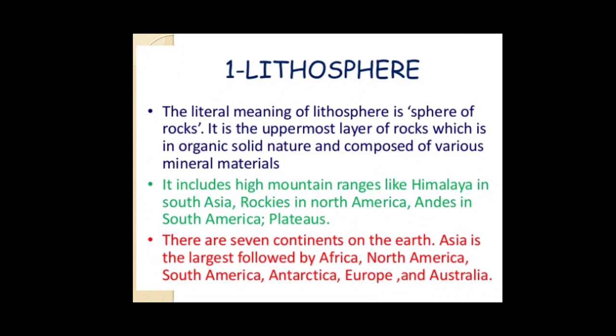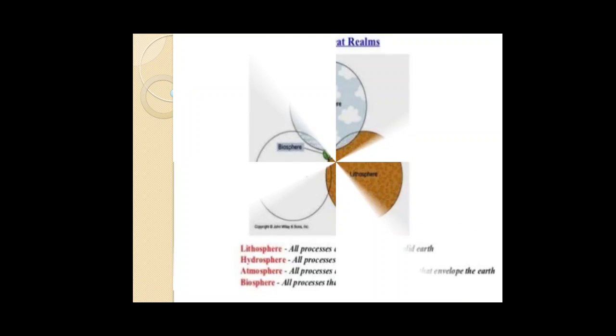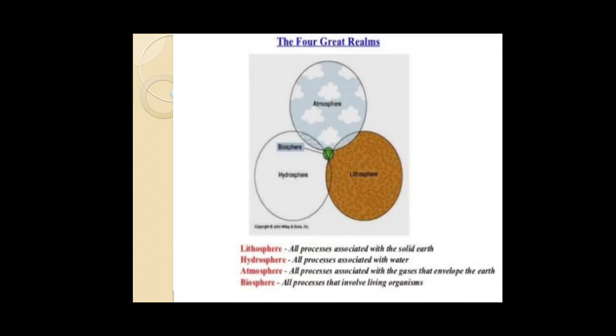There are 7 continents on the earth, right? Asia is the largest, followed by Africa, North America, South America, Antarctica, Europe and Australia. There are 7 continents totally. So the 4 realms of the earth are lithosphere, hydrosphere, atmosphere and biosphere.